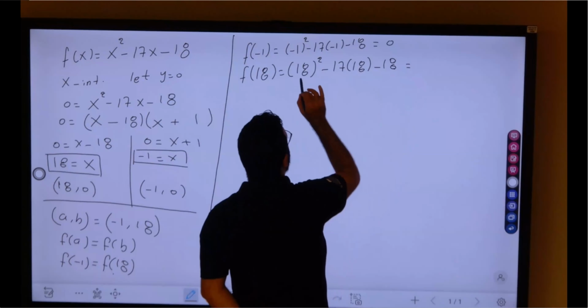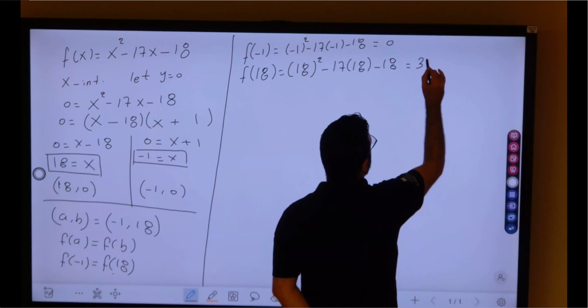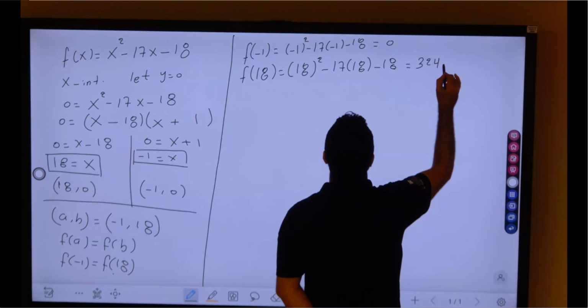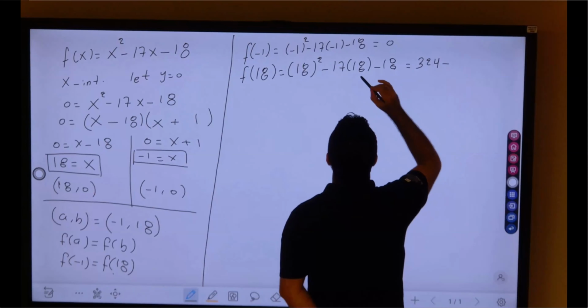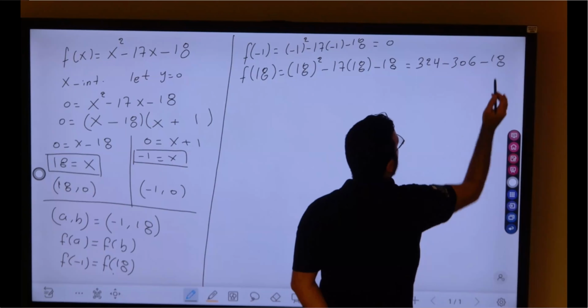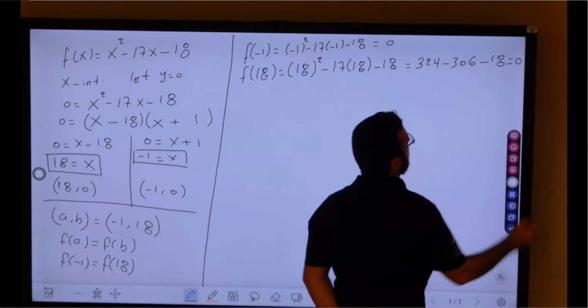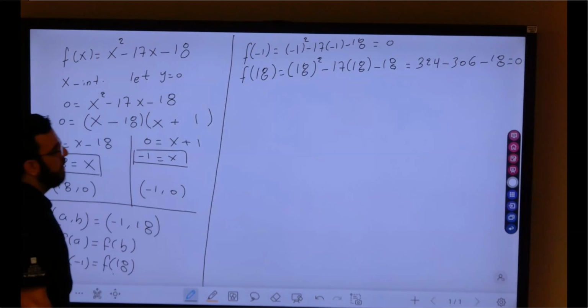So it's going to be 18 squared, 324, minus 306 minus 18. Is that right? Which is equal 0.